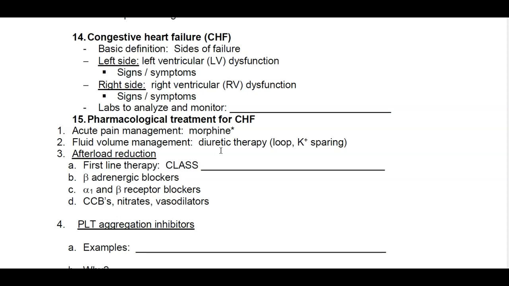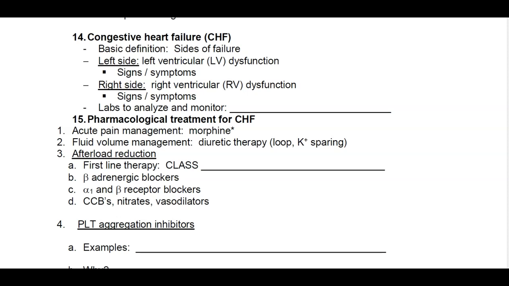So the rest of the body, which usually includes your extremities. So signs and symptoms include peripheral edema or swelling in the extremities, jugular vein distension or the distension of the jugular vein, and you also see a lot of the GI tract vascular congestion, which causes hepatomegaly or enlargement of the liver, and splenomegaly or enlargement of the spleen.